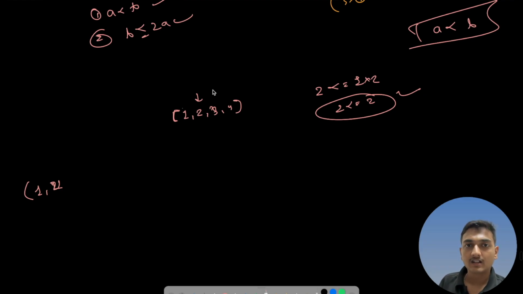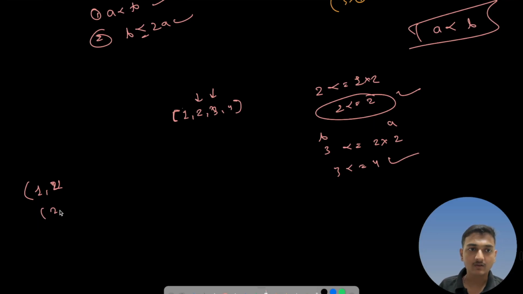I will check whether it's working for 3. Let me write a 3. This 3 needs to satisfy B less than or equal to 2 into A. What is my A? My A is 2. So 3 is less than or equal to 4. Yes, it is. I can get my answer 2 comma 3. Superb. I can increase the count. I don't need to return indices or numbers, I just return a count of it, so that will be easy for me.